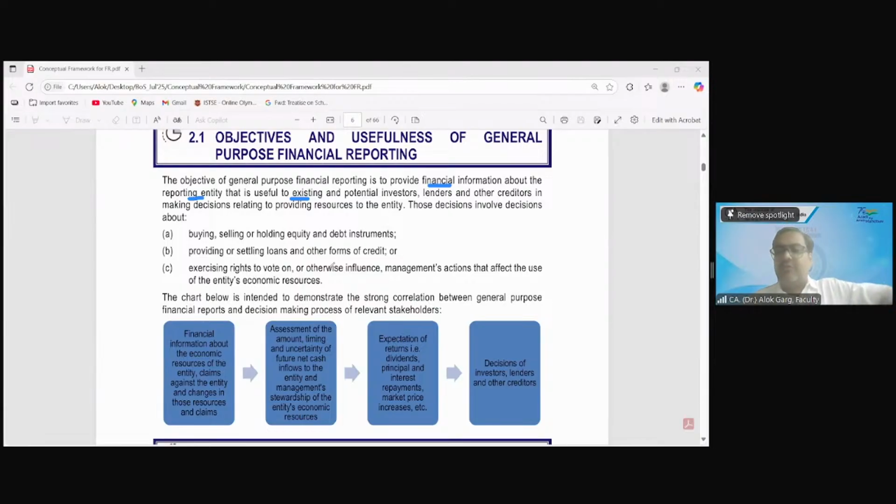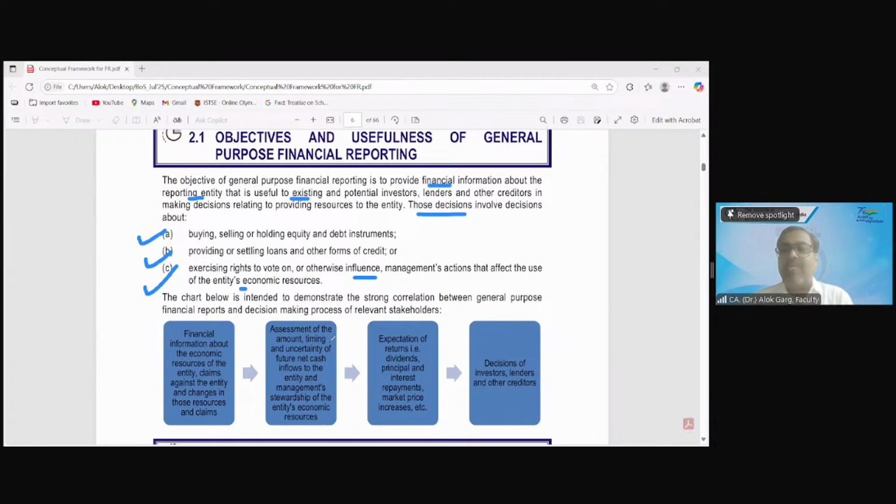So you just need to ask the question whether these guys have invested in the company. You will find that yes, lender, shareholder, creditor, these guys have invested in this company. Okay. So they need useful and meaningful information to take decisions, right? And these decisions involve decisions about buying, selling, or holding equity and debt instruments, providing or settling loans and other forms of credit, exercising the right to vote on or otherwise influence management actions that affect the use of the entity's economic resources.